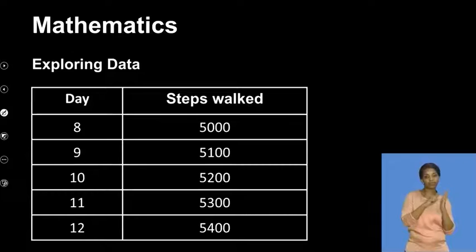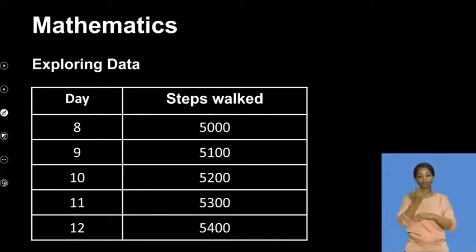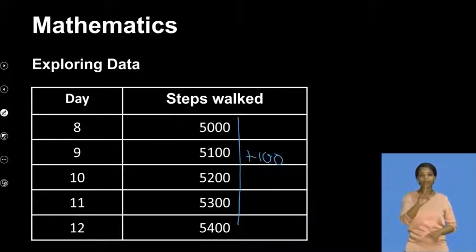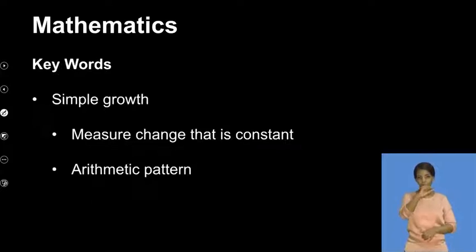Now with simple, remember our example of the exercise, which was the steps walked. The person decided to walk 5 steps on the first day, which was actually day 8 in this instance, Monday. On day 9, they increased by 100 and 100 and 100 like that as the days continued. So you saw that this had a constant growth of 100. So that's the simple growth.